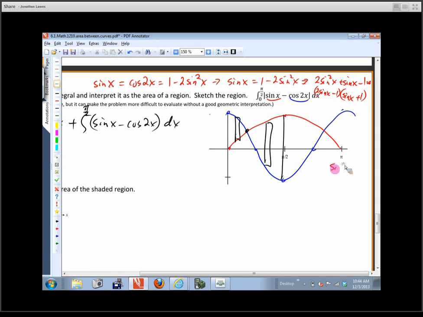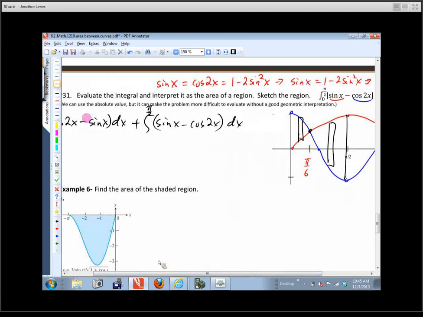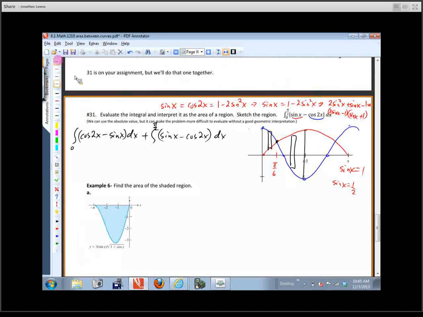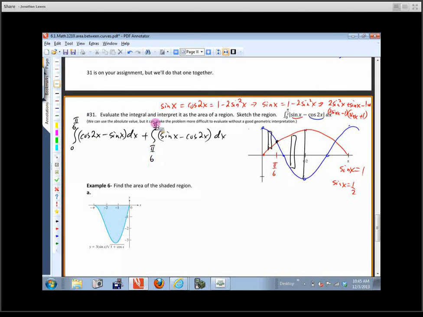So I'm solving when the sine of x is equal to 1, and I'm solving when the sine of x is equal to positive 1/2. And where does that happen? Say pi 6. Happens at pi 6. Okay, this intersection point right here is at pi 6. So then we've got everything we need to finish this off. This would be from 0 to pi 6, and this would be from pi 6 to pi halves. Okay? Any questions?